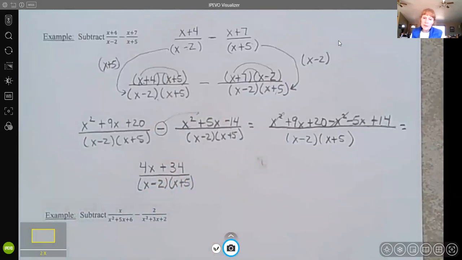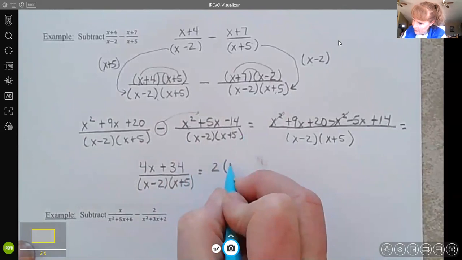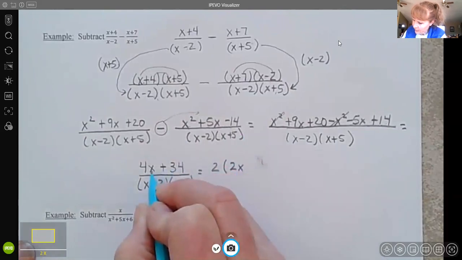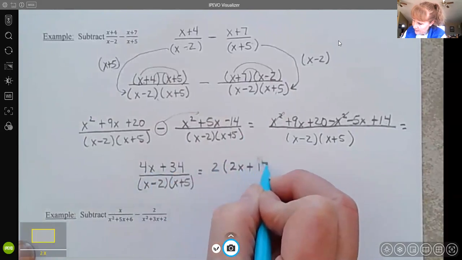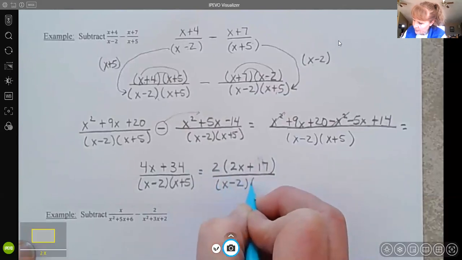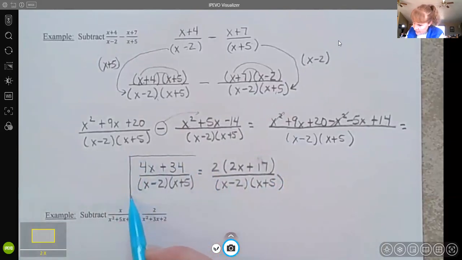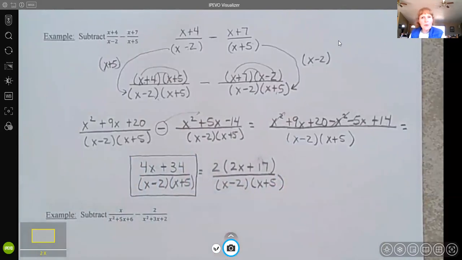All right, can you simplify that and cancel it? Well, you could take out a 2. That would give you 2x in the numerator plus 17, all over x minus 2 times x plus 5. But nothing reduces. Nothing reduces because it has to match. So this is your answer because it cannot be reduced.